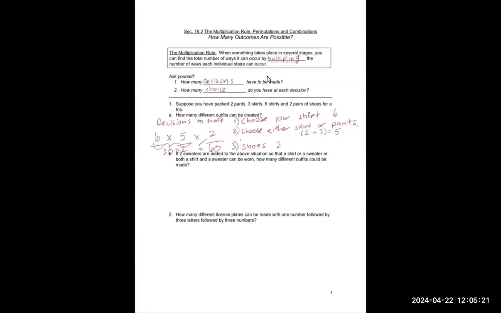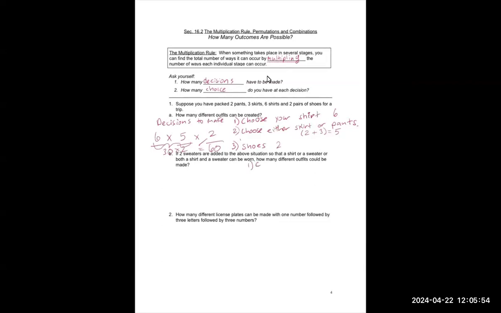All right. Next, they say if 2 sweaters are added to the above situation so that a shirt or sweater or both shirt and sweater can be worn, how many different outfits could be made? So now we're adding a third choice. We're adding, if 2 sweaters are added to the above situation. So now we have another decision to make.